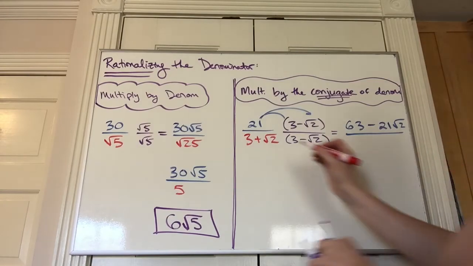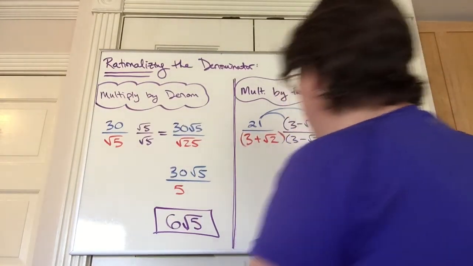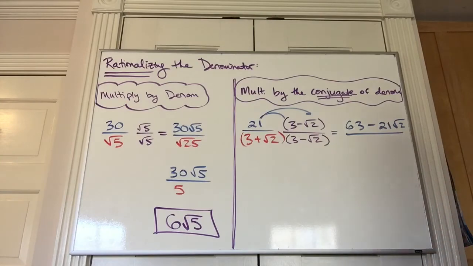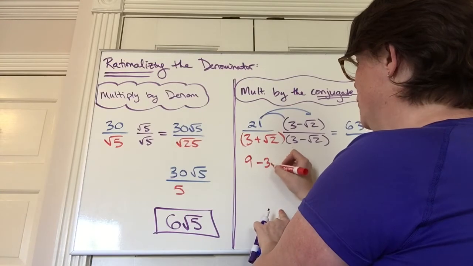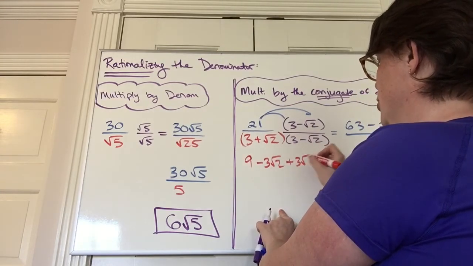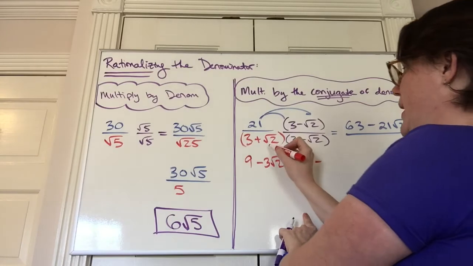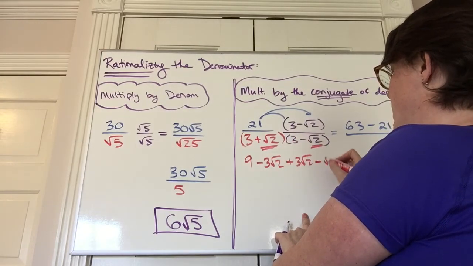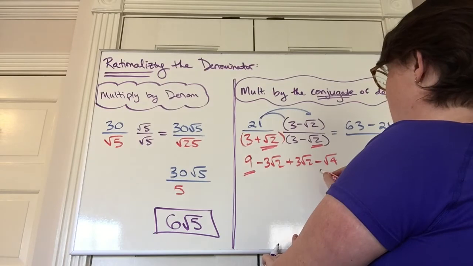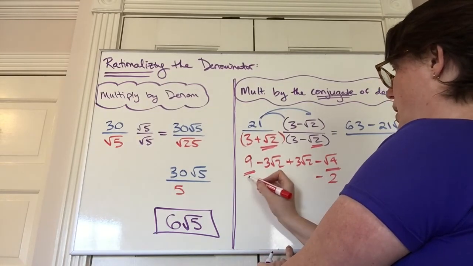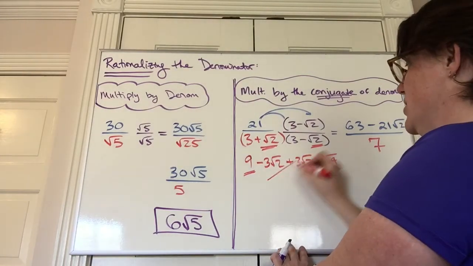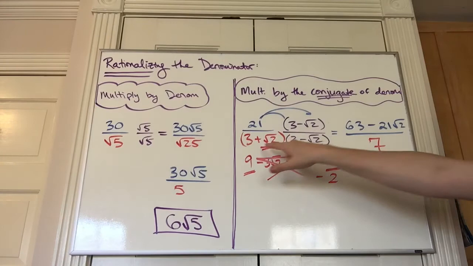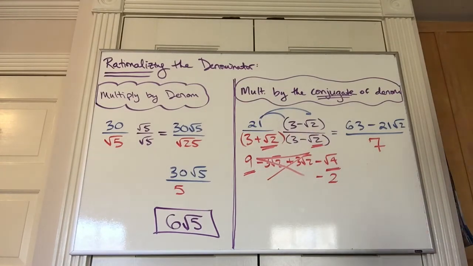On the bottom, I have 2 things being added times 2 things being subtracted, a binomial times a binomial, so I have to FOIL. So 3 times 3 makes 9. I'm then going to have minus 3 root 2 plus 3 root 2 minus, be very, very careful in the back, root 2 times root 2 makes root 4. So what I have here is 9 minus regular 2. 9 minus 2 makes 7. And then the minus 3 root 2 plus 3 root 2, because these are conjugates, cancels out. So by multiplying something by its conjugate, I rationalize the denominator. I made the denominator this nice number of 7.